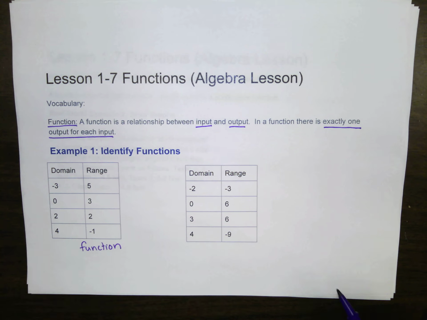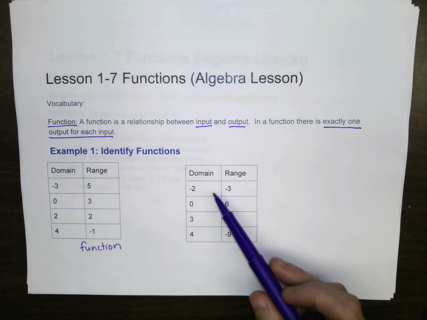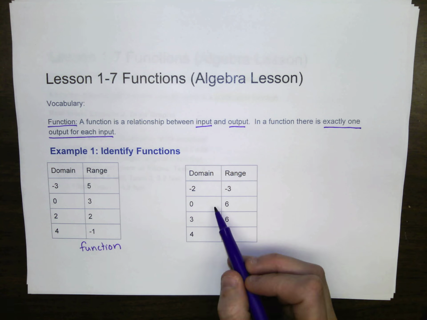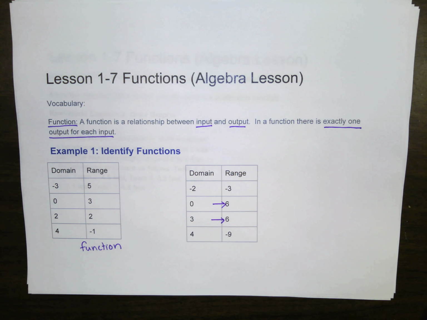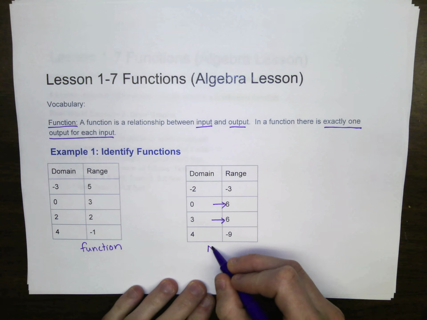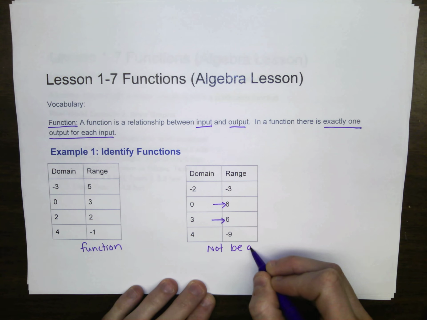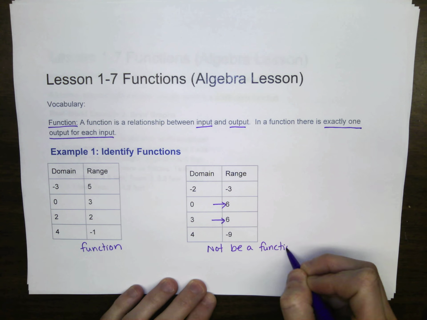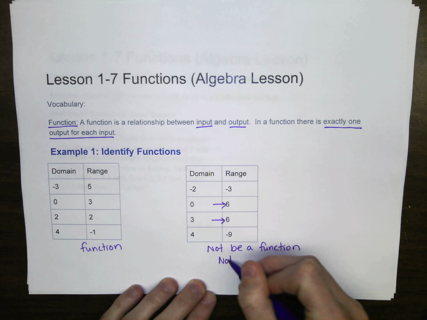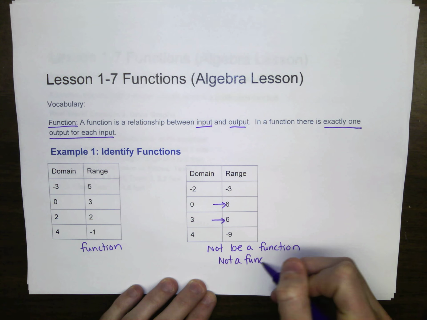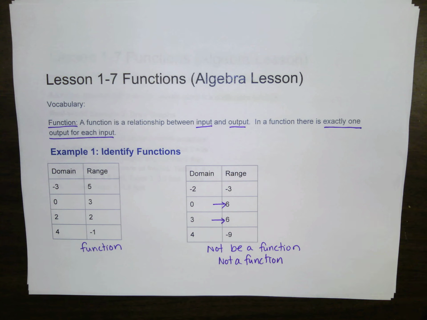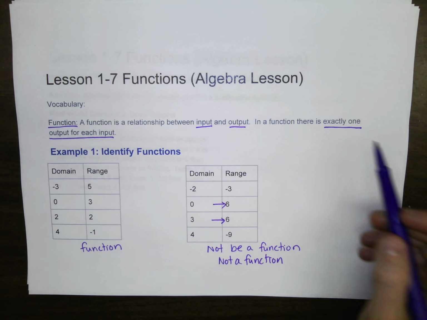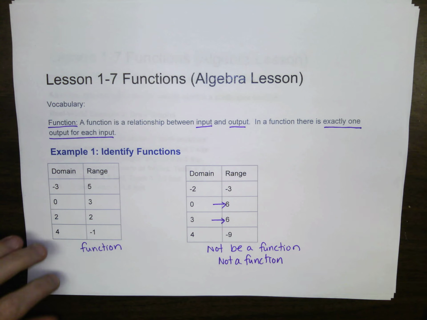As compared with the second example, where we have these inputs, you can see that both 0 and 3 have an output of 6, or a range of 6. So this would not be a function. Or you could write not a function. Okay, I hope that makes sense. The key point here is there's exactly one output for each input.